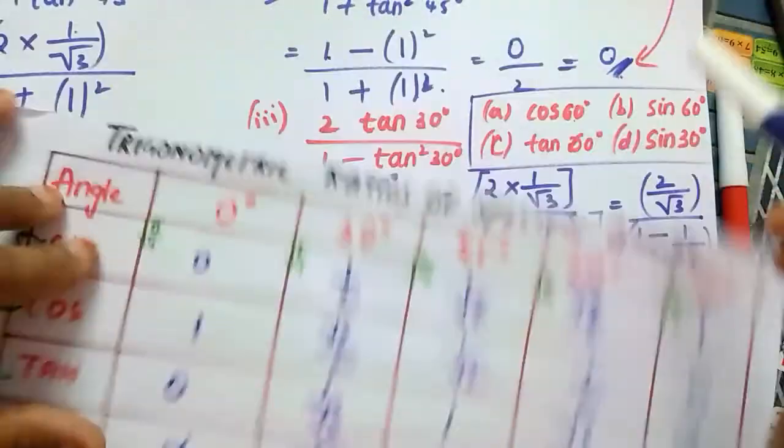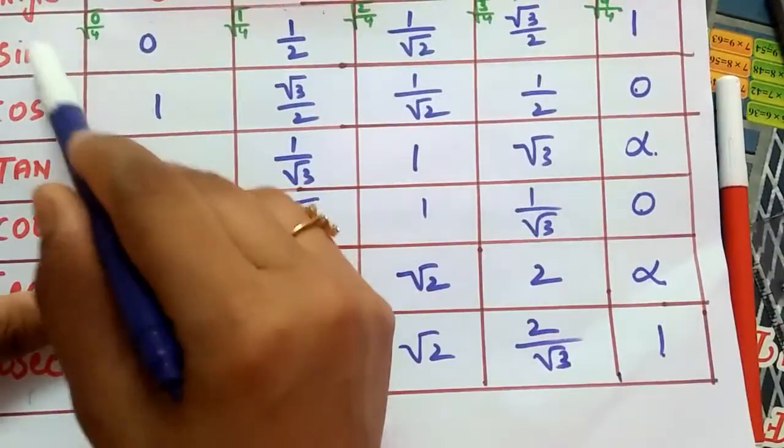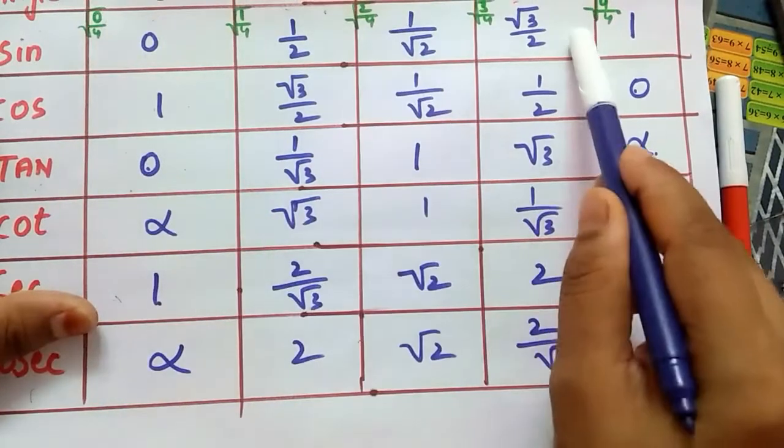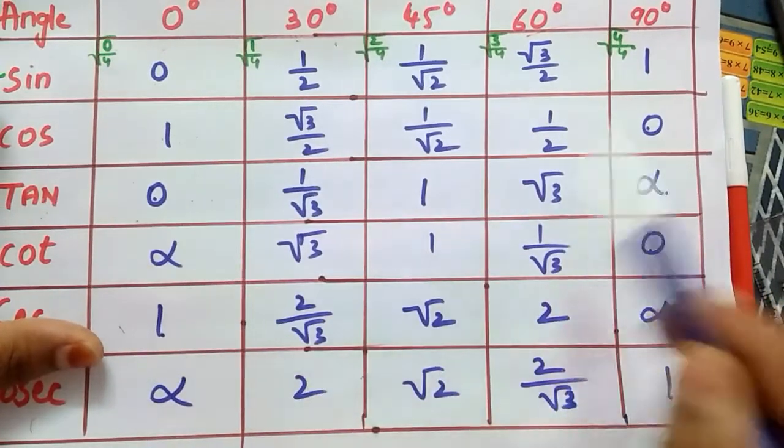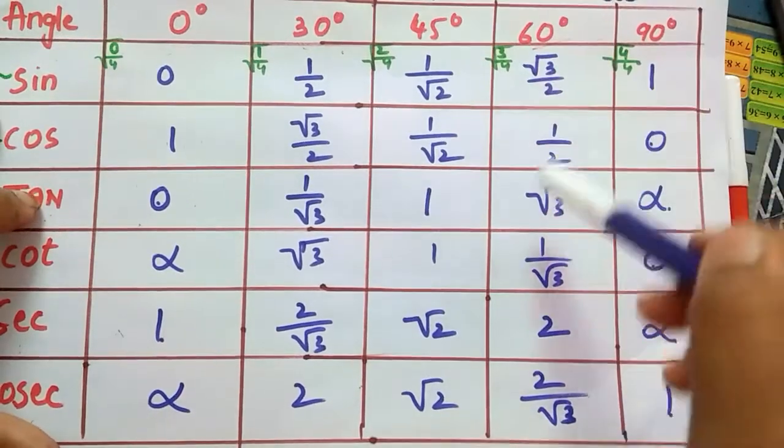In our question it is cos, tan and sine. Only these things are given, right? So we will check with cos, sine and tan. In these three things, where is our root 3? It's here. What is root 3? Just go back. Tan 60 is root 3.